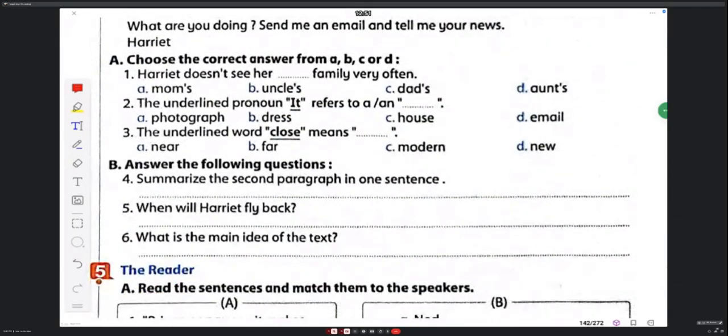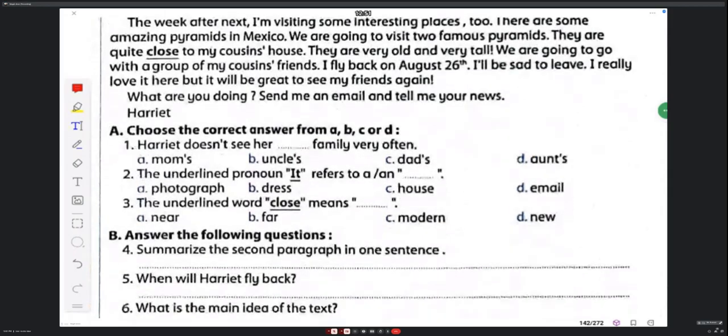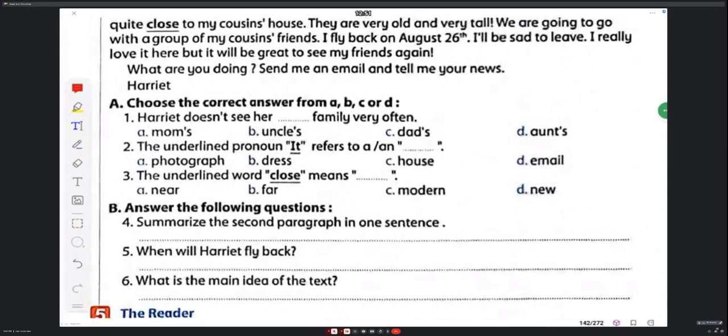Okay, when will Harriet fly back? She will fly back on... Great.